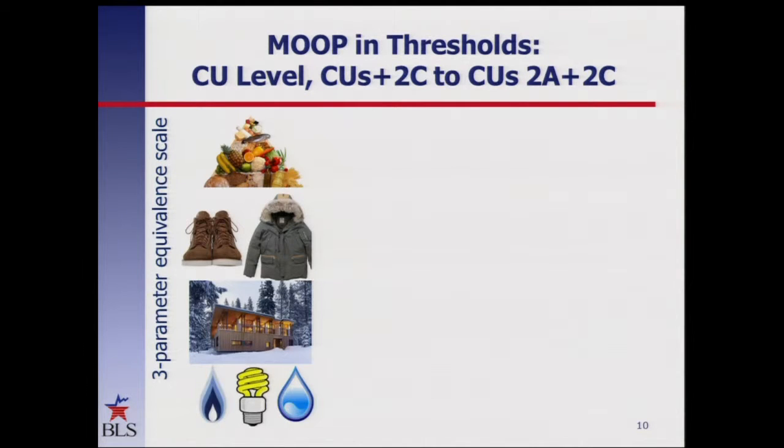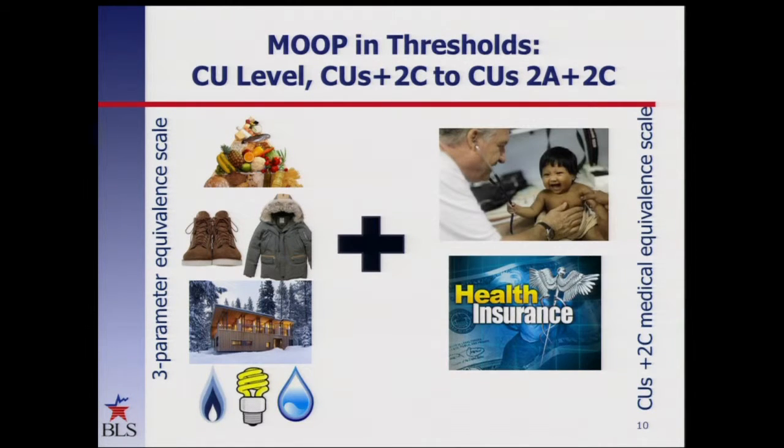Okay, so what do we do with MOOP and the thresholds? We apply the three-parameter scale to food, clothing, shelter, and utilities, and then we apply the medical risk index, or what I call a medical equivalent scale, to the other part.